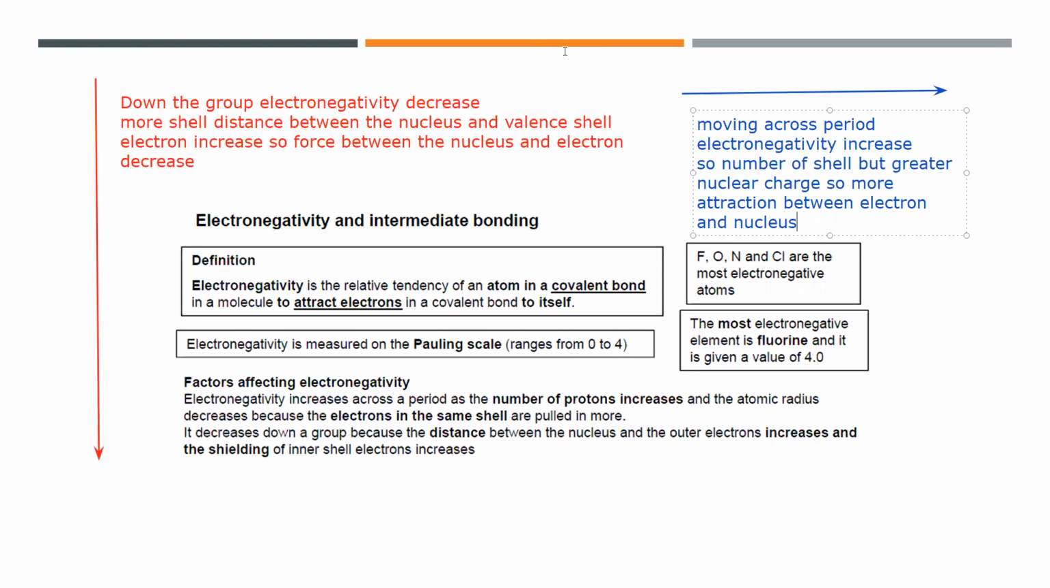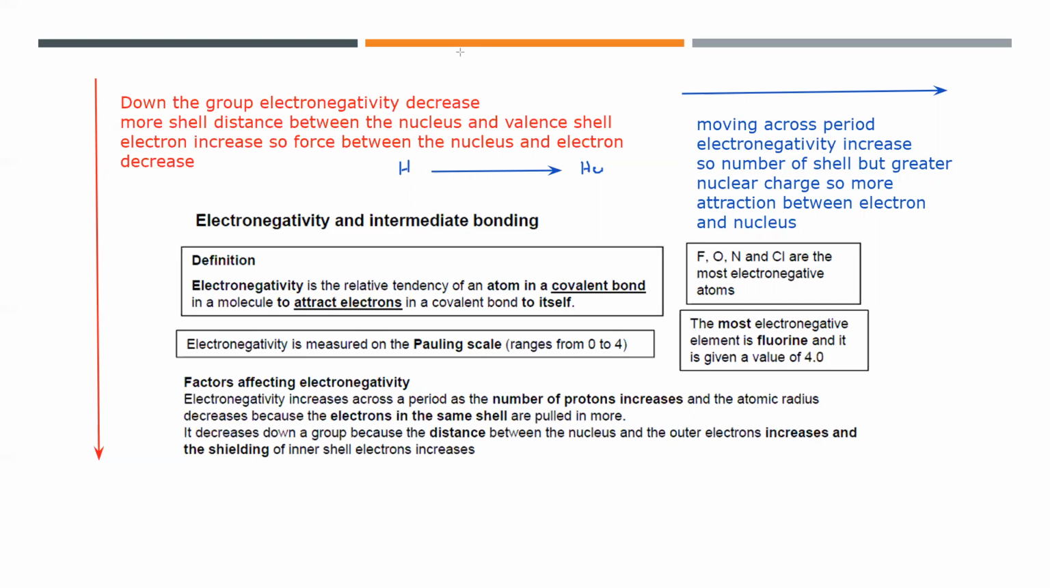So if I draw the first period, we have hydrogen and helium. These are the two elements in the first period. But for helium, we cannot assign electronegativity, because the definition of electronegativity is the tendency of an atom to attract the shared pair of electrons, and helium is not sharing any electrons, so its electronegativity is not there.